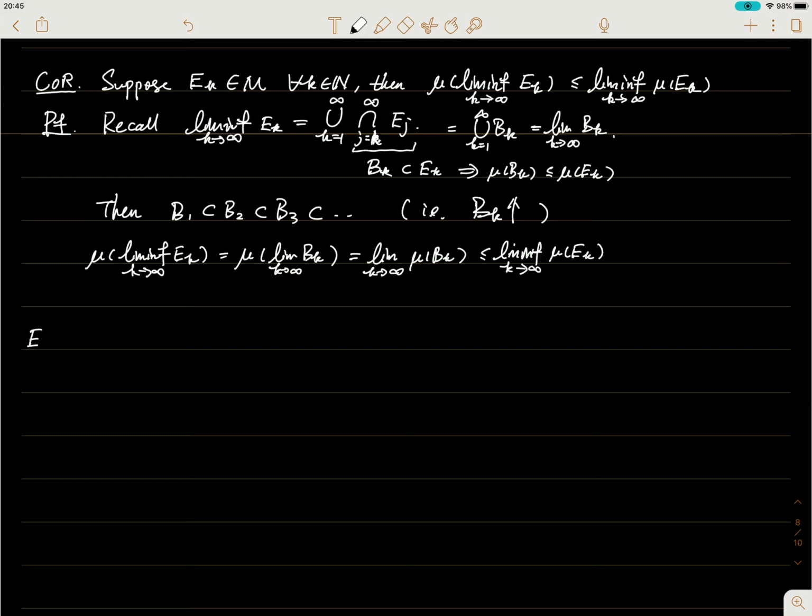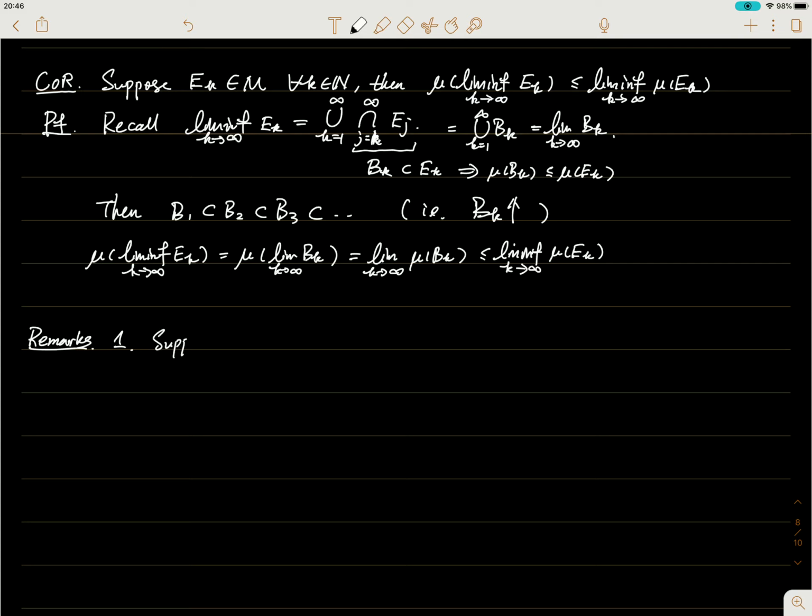So I want to make two remarks here. The first one is that we see this inequality here, and in general we do not have equality. This is the thing that you need to be careful about when you apply this corollary. The reason for this is because, say, I'll give you a counterexample here.